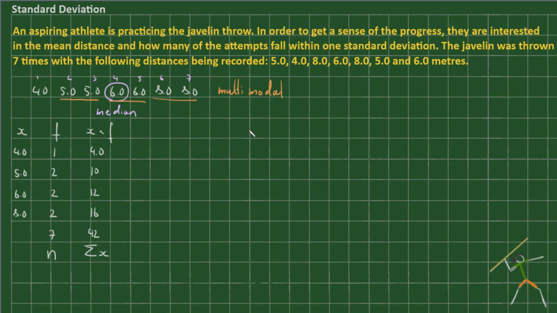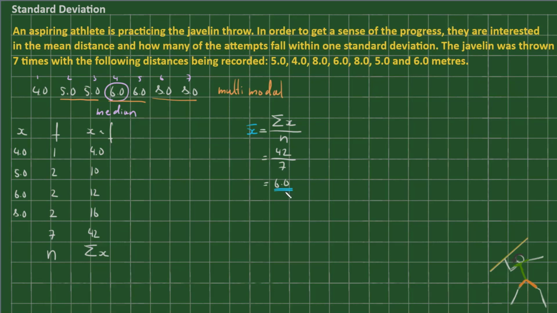Now I can calculate the mean. The formula for the mean is x bar equals the sum of all x values over n. And now I can substitute. The sum of all x values is 42 and n is 7. So I have 42 divided by 7 and that will give me 6.0. So the mean distance is 6.0 meters.